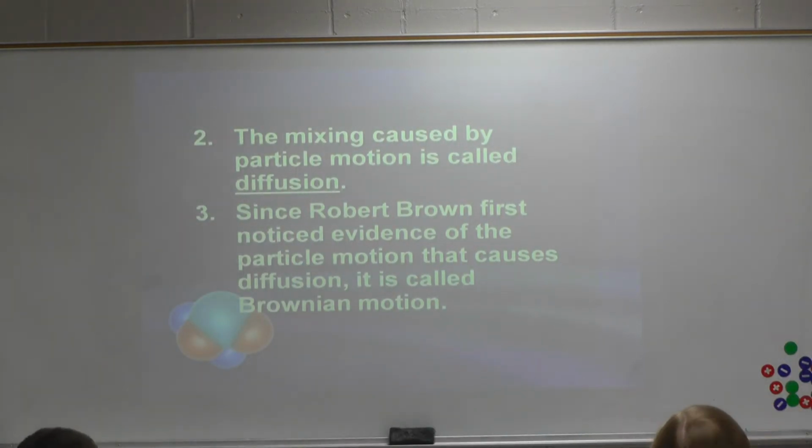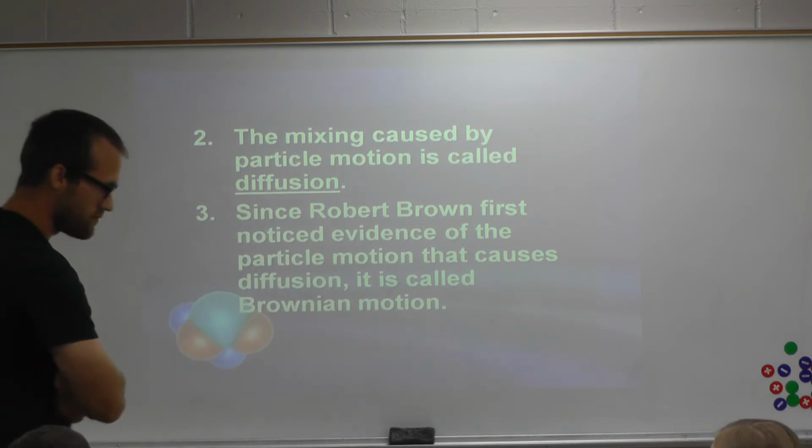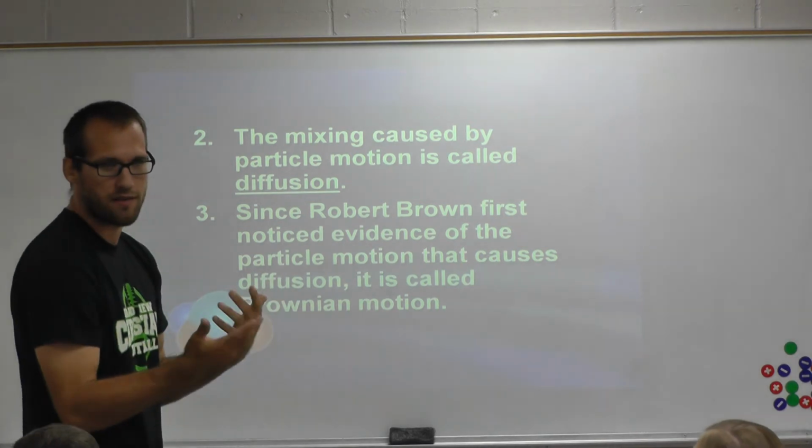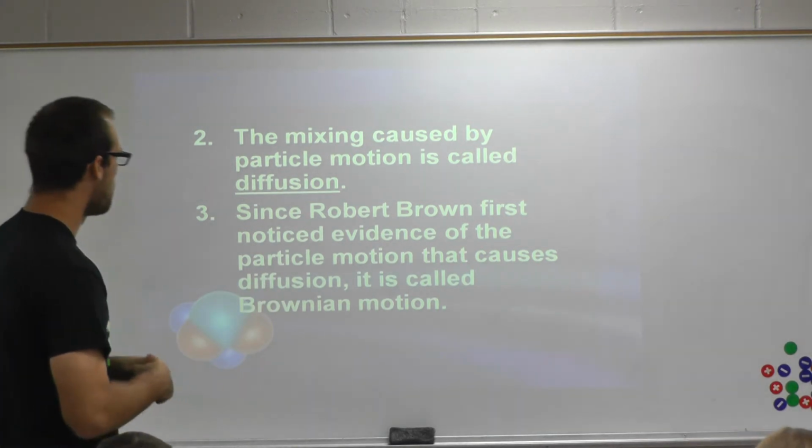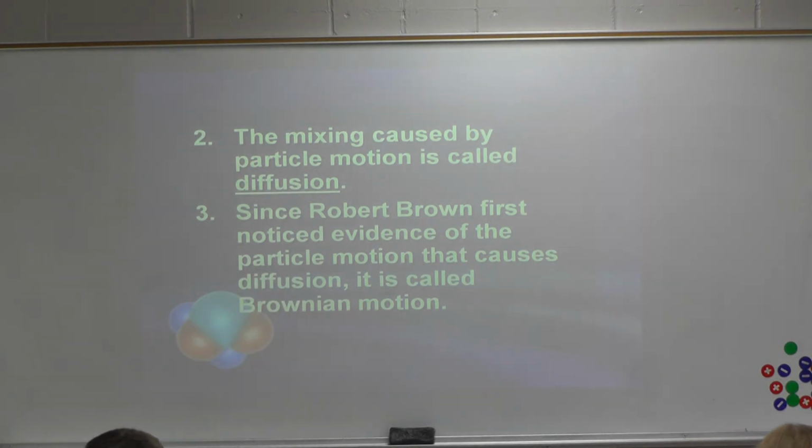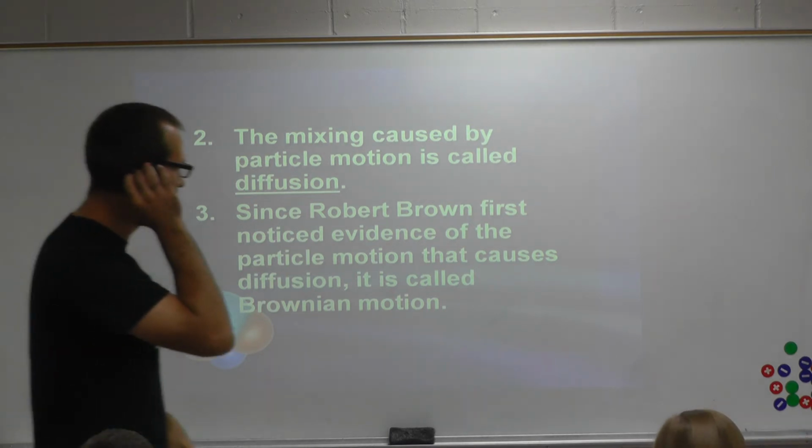The reason why diffusion happens is because particles can move, right? They're rapidly, randomly moving. That process is called diffusion. So Robert Brown was the first to notice that particles moved, and this is actually quite interesting how he did this.